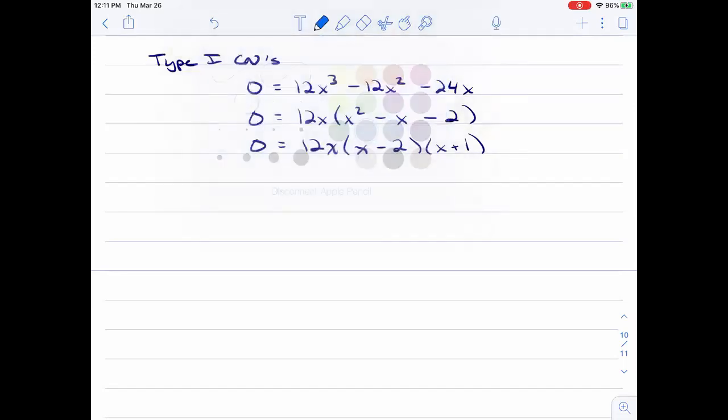So here, this whole thing is going to be 0 if x is 0, because then everything's being multiplied by 0, so it goes away. If x is 2, because then we have 2 minus 2, which is 0, so everything goes to 0. Or if x is negative 1, then this whole thing goes to 0 as well. So here we've got x is 0, x is 2, and x is negative 1 as my critical numbers. So type 1 critical numbers are those guys: negative 1, 0, and 2.